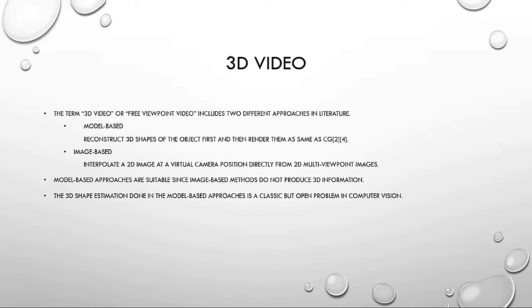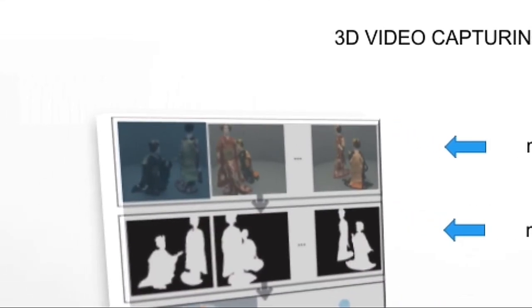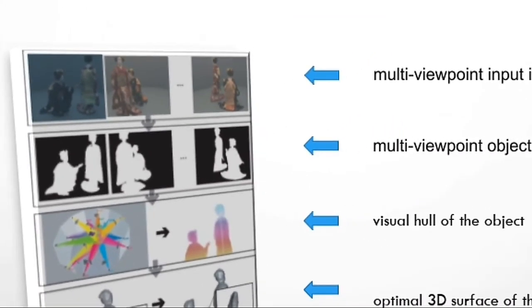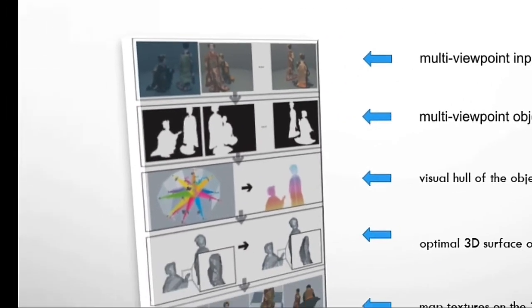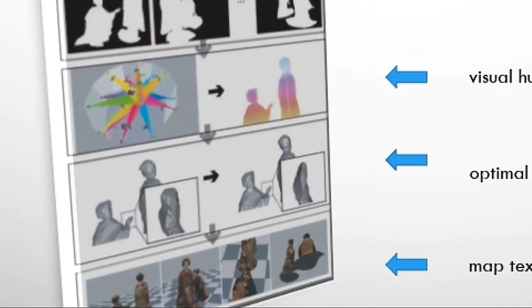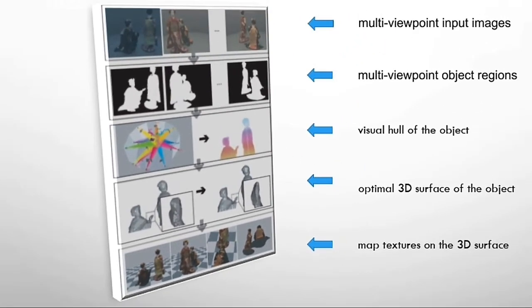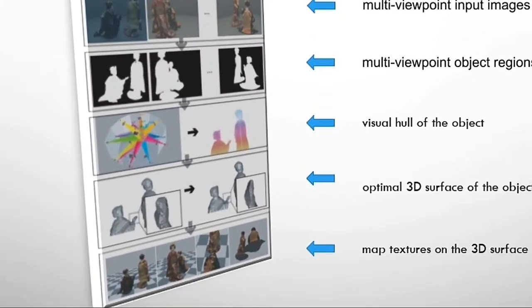3D video capturing flow diagram. Here, first we capture multiple images of the object from different angles. It is also called the multi-viewpoint images. That is, 2D images of the object are captured from various angles. And then from these 2D images, the multi-viewpoint object region is obtained. It is a black and white image of the captured region. The white region is the object region and the rest is colored black.